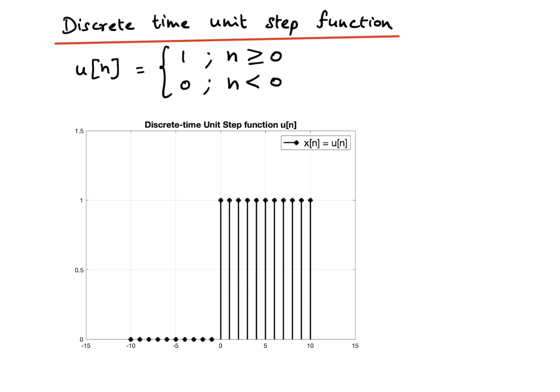Now let us look at the next type of signal that is important in our course. It's called the unit step function. It's called a step function because it has a step shape.